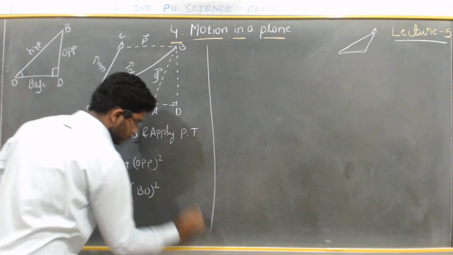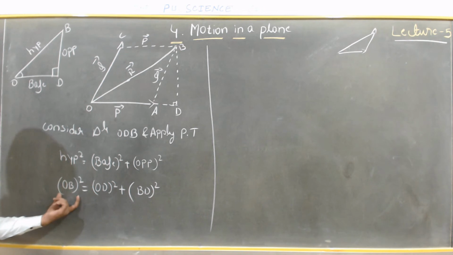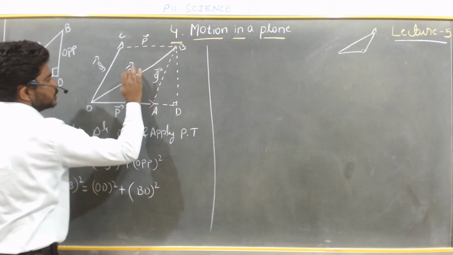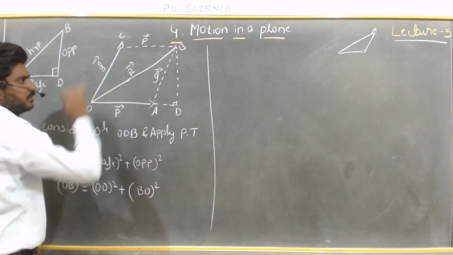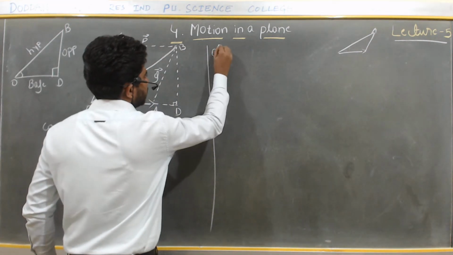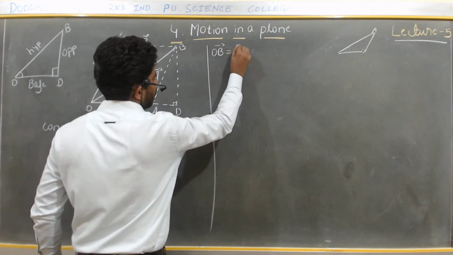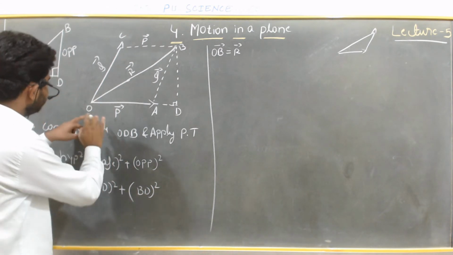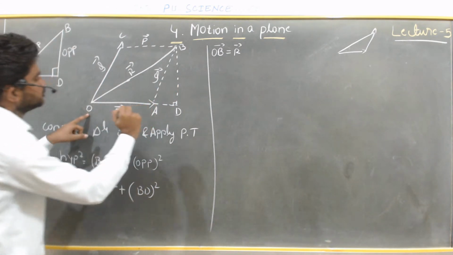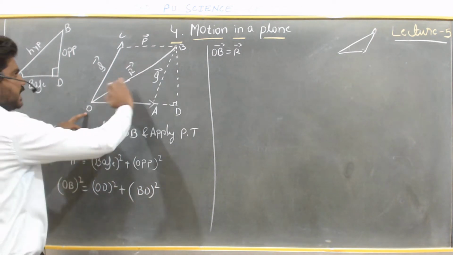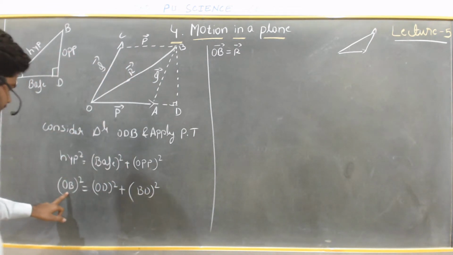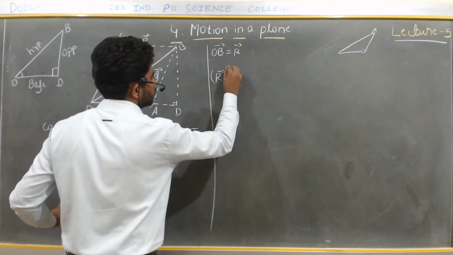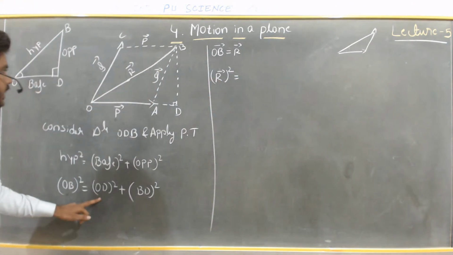So the next thing is to apply the value of these two, right? OB is what? We have the resultant vector, that is R vector. I will write OB vector is equal to R vector. So in place of OB, I will write R vector square is equal to OD.